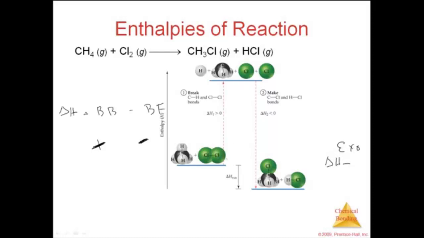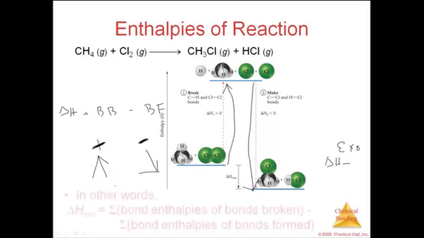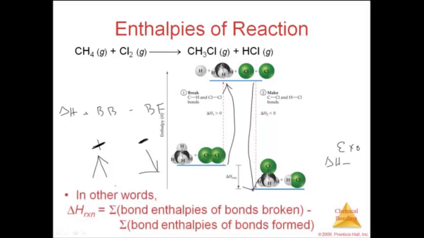But bond breaking, first step, always requires energy. Bond formation always releases energy. And you don't know whether it's exothermic or endothermic depending on the difference in the height and where these end up. Okay, but you do know bonds broken, positive, bonds formed is negative, and the net tells you what the change in enthalpy is. Okay?